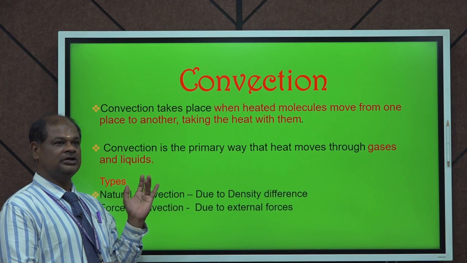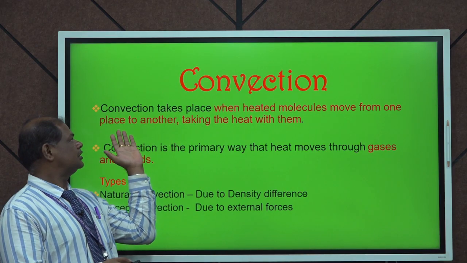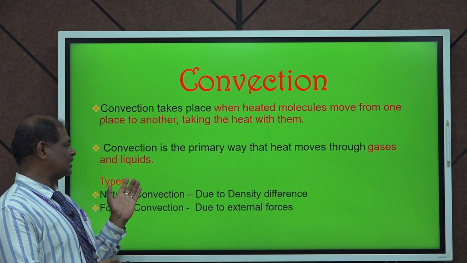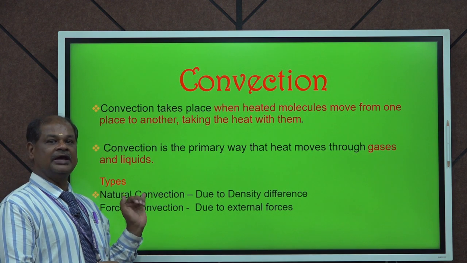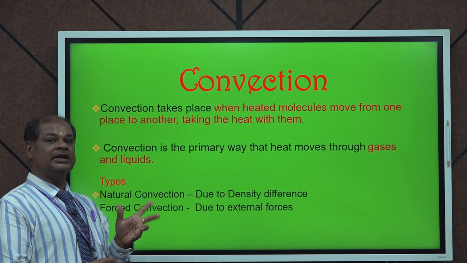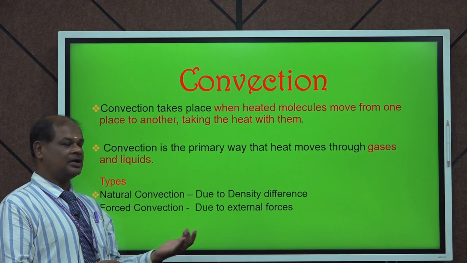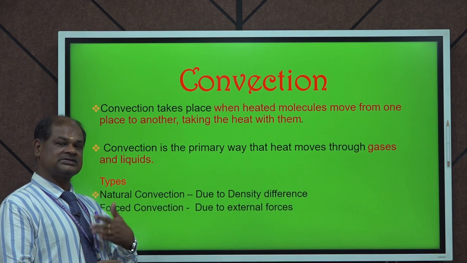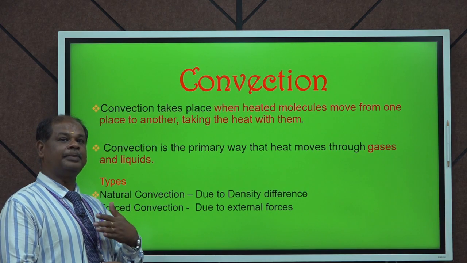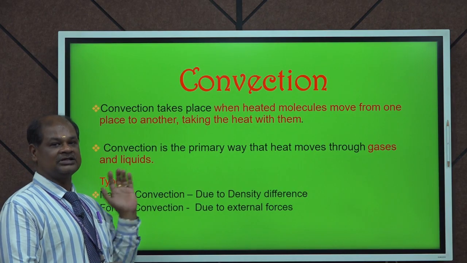Next is convection. Convection takes place when heated molecules move from one place to another, carrying the heat with them. There are two types of convection, natural convection and forced convection. Natural convection occurs due to natural differences, for example the difference in density. Whereas in forced convection, heat is transferred from one place to another through external forces, for example a fan or pump. Convection mainly occurs in gases and liquids.